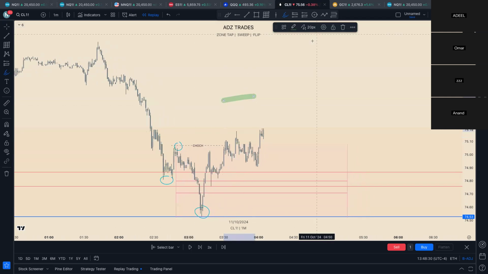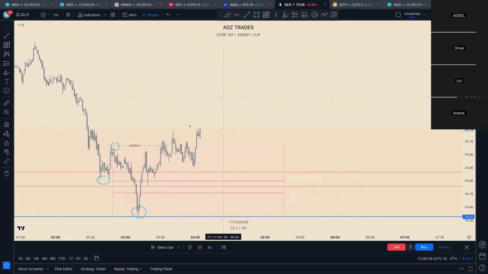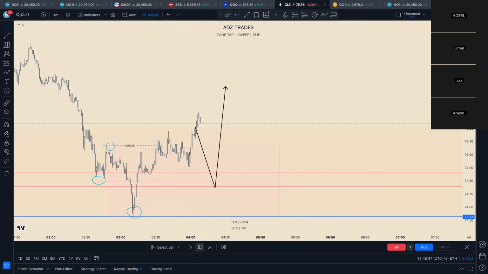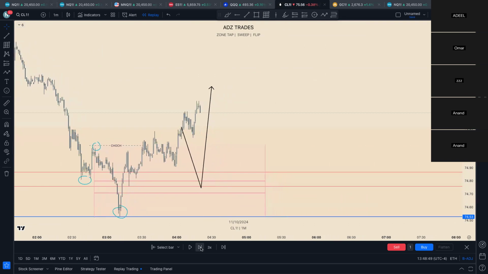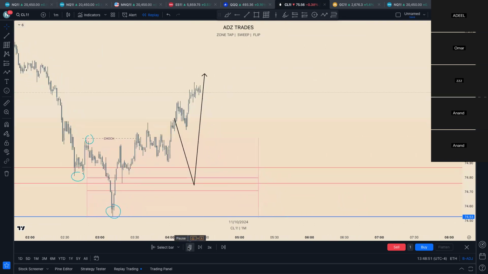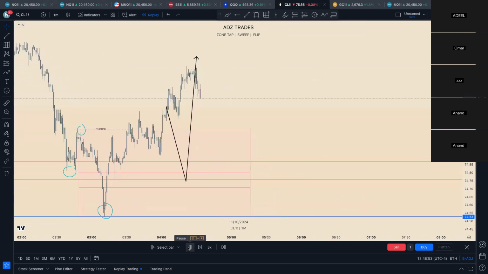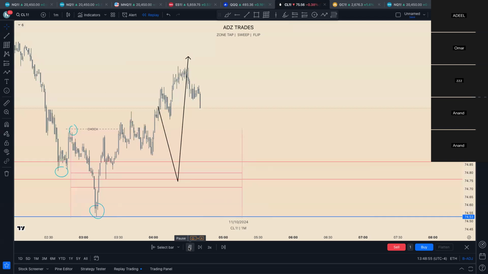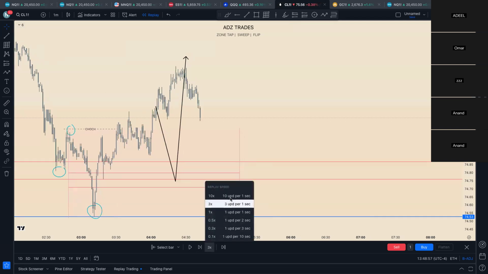Have we come back and mitigated this zone? Like I said, I like to come back and mitigate at least 50% of this zone. No, we haven't. Okay, this red line here is this 50%. We haven't come back and mitigated this zone yet. So I'm waiting for price to mitigate this zone and then continue up. As you can see, we start to push higher. I'll play it out a bit faster.